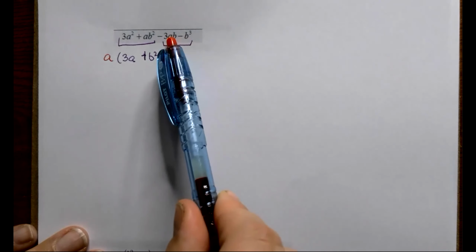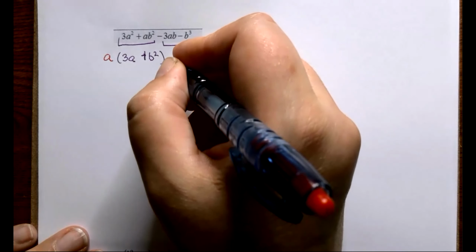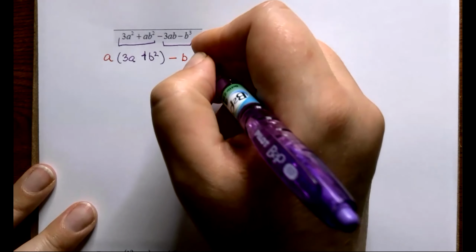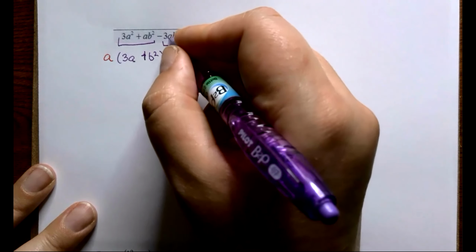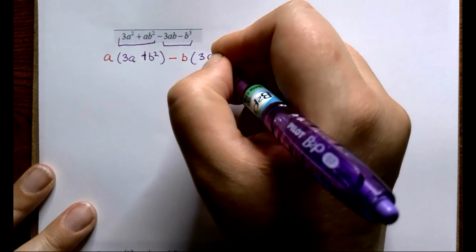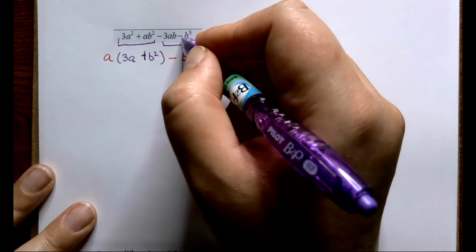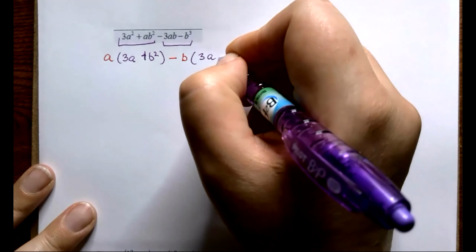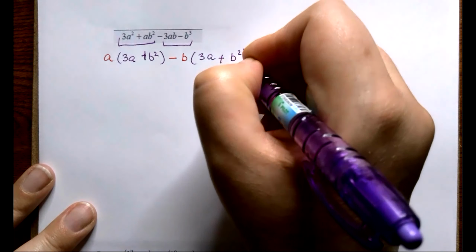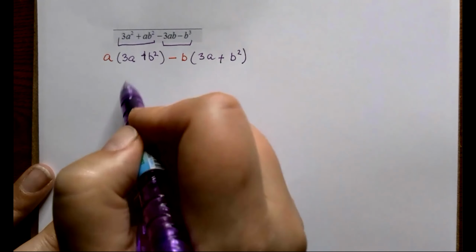Now, from the second group, we're pulling out a negative, and we're pulling out a b. What do we have left? Well, from the first term, we have 3 left and an a. And from the second term, we don't have the negative anymore. We pulled it out, so that's a plus, and then b squared.